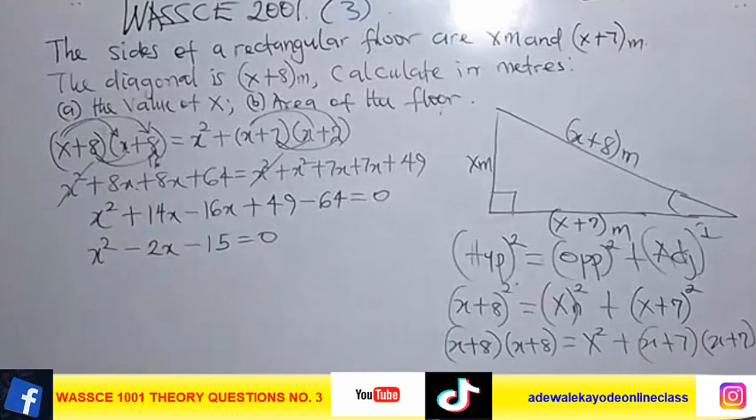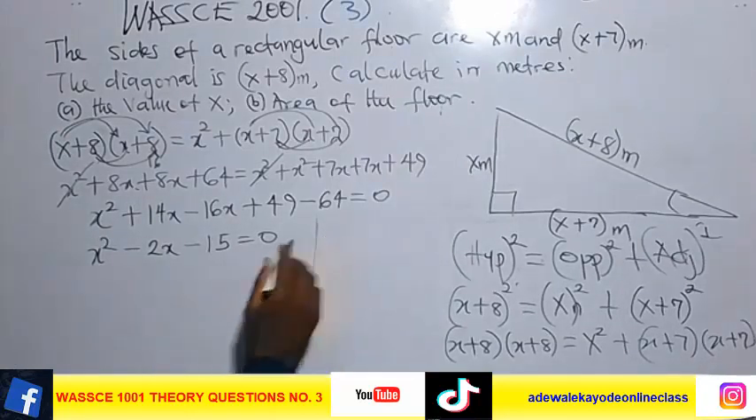So what do you do to this? If this is a quadratic equation, there are different methods to find the root of a quadratic equation. We have what we call the general formula, the factorization method. The graph method is also there. So I'm going to quickly make use of factorization method. What did the factorization method say?